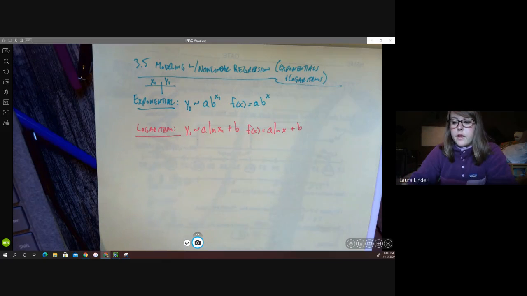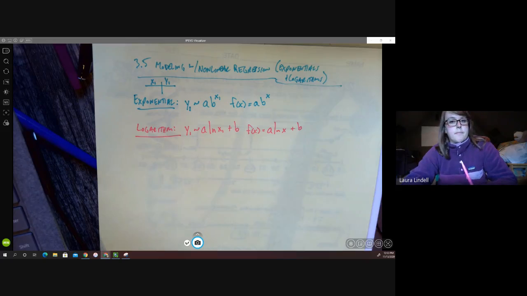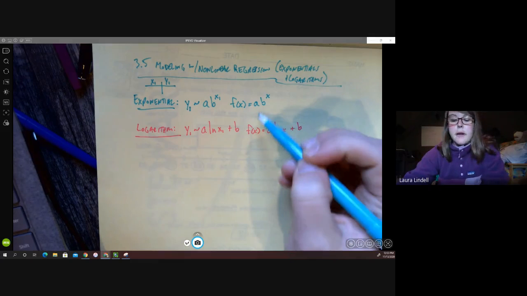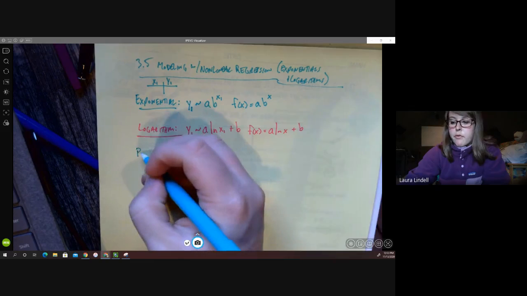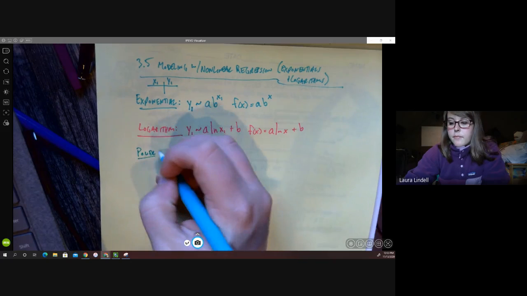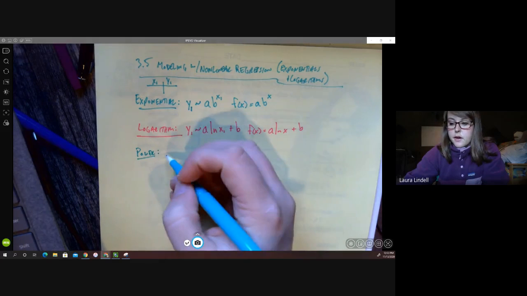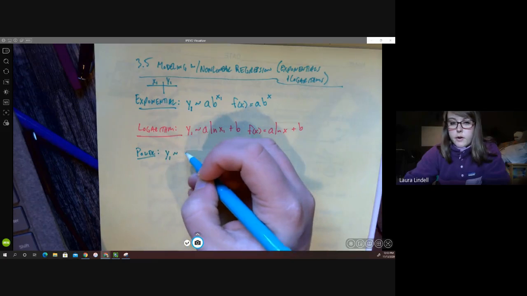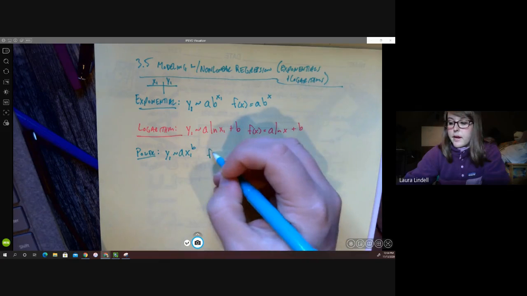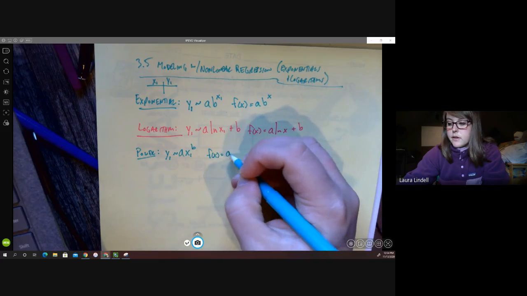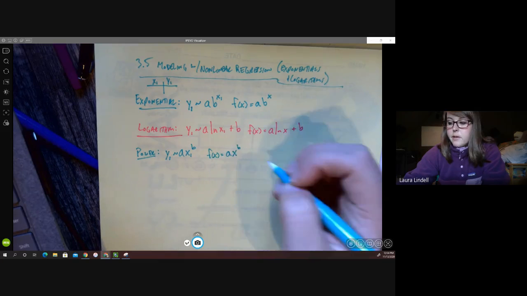There are a couple other models that you would also see. These are going to be the two main ones that we deal with today. But there is something called a power function, although it's not as often referred to, especially in today's lesson. y1, and then it's a times x1 to the b power. So your function would look like f of x equals a x to the b.